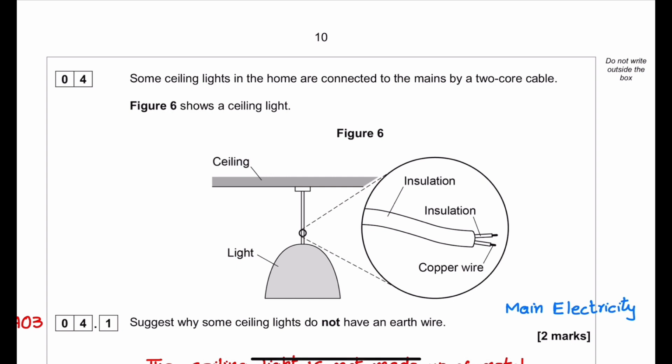This question is an AO3 question and this question is from the main electricity topic. When the thick insulation is present, the earth wire is not required usually. Let's see our model answer.